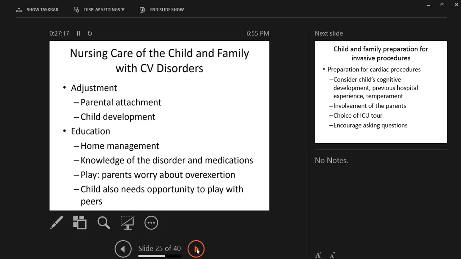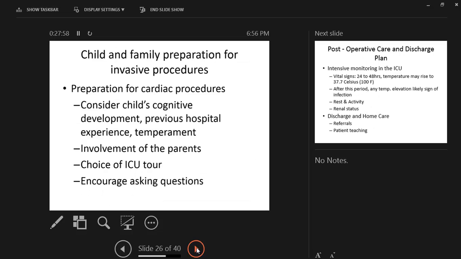As far as education, the family needs to have everything they're going to need at home to manage, including extra oxygen and what they're going to need to know. They're going to need to know how to respond to a tet spell, and how to get in touch with the doctor or a nurse that they can talk to right away. Parents really get concerned about kids playing and getting overexerted, and I think I've already expressed that when kids start getting tired, they'll stop. But we try to allow them to have as normal a life as possible, and they need to have an opportunity for play, because that's a part of normal growth and development for every child.